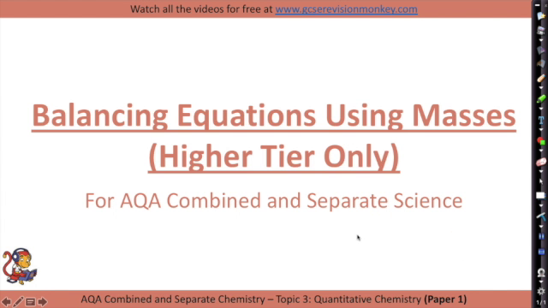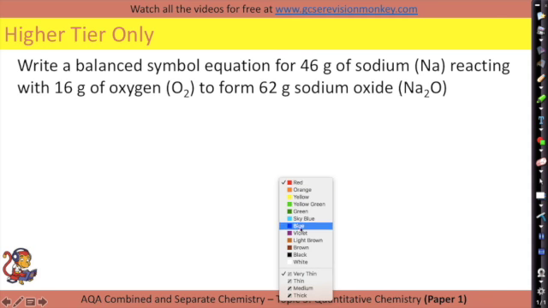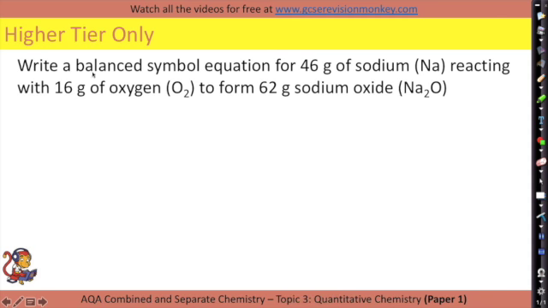Another topic for higher tier students only is balancing equations using masses. Now hopefully you'll be able to balance equations the standard way, but this question is all about getting marks for your working out. It says write a balanced symbol equation for 46 grams of sodium reacting with 16 grams of oxygen to form 62 grams of sodium oxide.